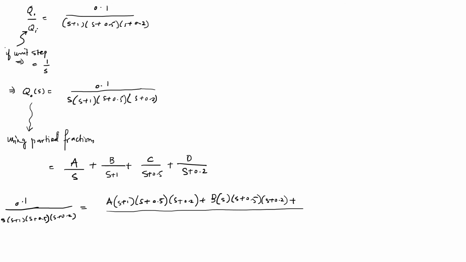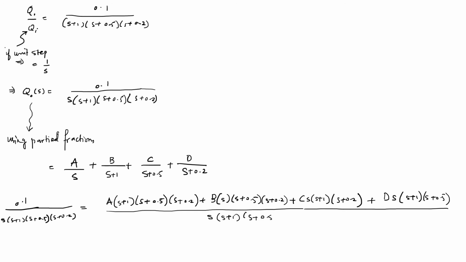And similarly for C, other than s plus 0.5, you're going to have the other terms, s, then s plus 1 and s plus 0.2. And similarly for D, you have s, and you have s plus 1, and you have s plus 0.5. This whole divided by the expression that we have already written down. And obviously you can equate the numerators, so that would mean that you have 0.1 equal to this whole expression. I'll quickly write that down.